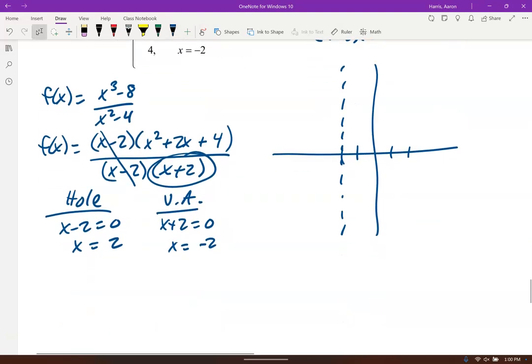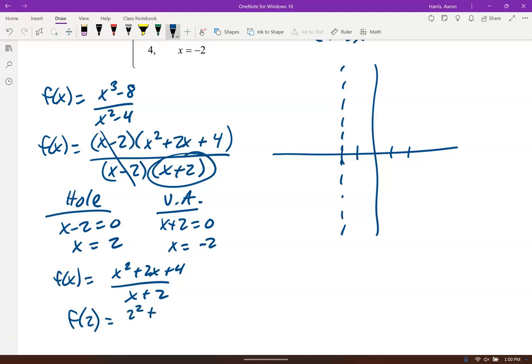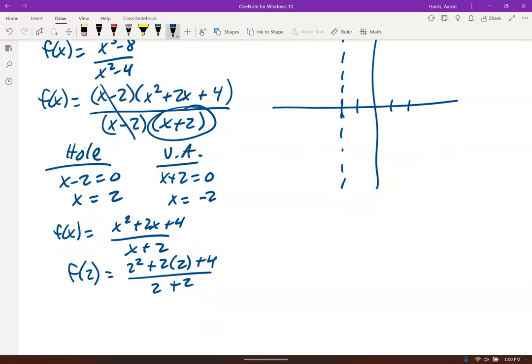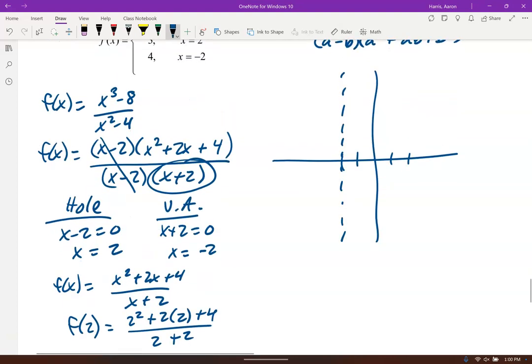And where's the hole at? Well, if I look at the simplified version of this, I could find where the hole is, because it behaves just like the simplified version. So I could plug the hole in. Let's see where that's at. 2 squared plus 2 times 2 plus 4 over 2 plus 2. So I got 4 plus 4 plus 4, so 12 over 4. So I got 3. It looks like f of 2 is 3. But remember, that's just where the removable discontinuity is, right? Because I plugged it into the function that did not have a hole. That looks the same. But ideally, I'm plugging in some other points.